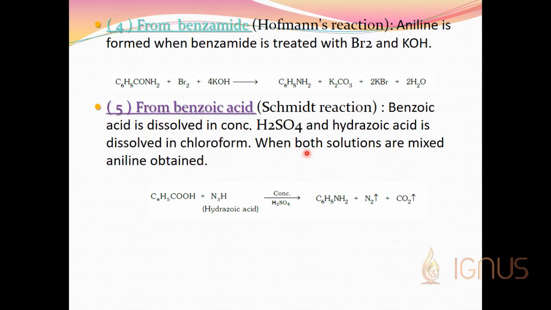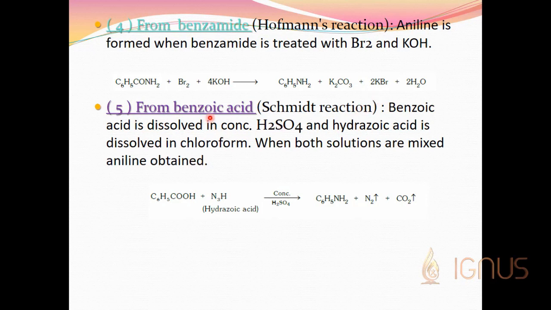Next, the method from benzamide. Aniline is formed when benzamide is treated with bromine and KOH. It is Hofmann's reaction. If we treat this amide with bromine and KOH, we will get aniline with one carbon less. It had 7 carbon atoms, now it is 6 carbon atoms. Along with this, you will get K2CO3 and KBr. These are all repeated reactions you have already studied in amines, now studying again in aniline.